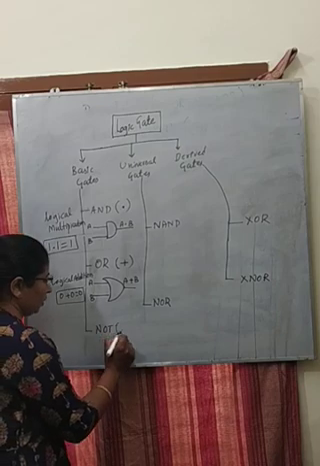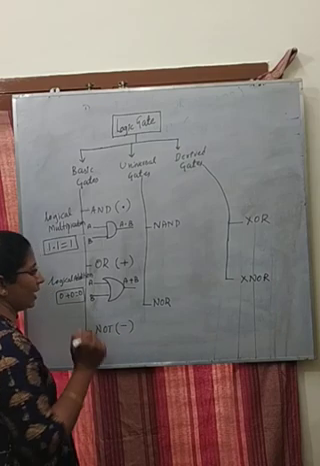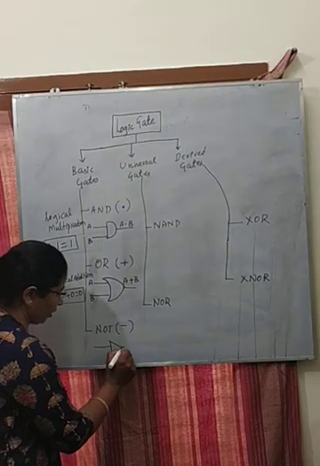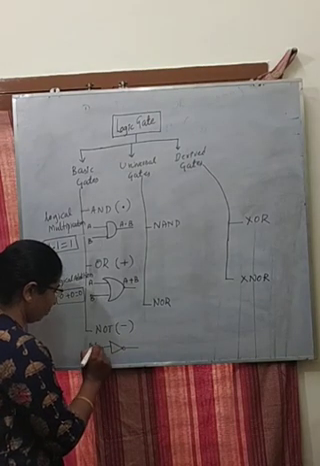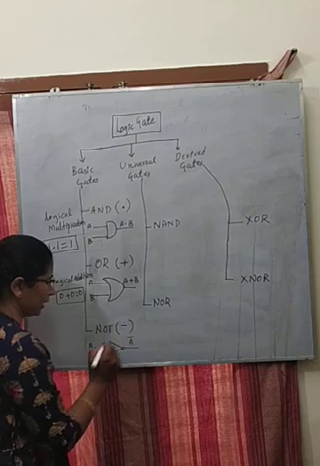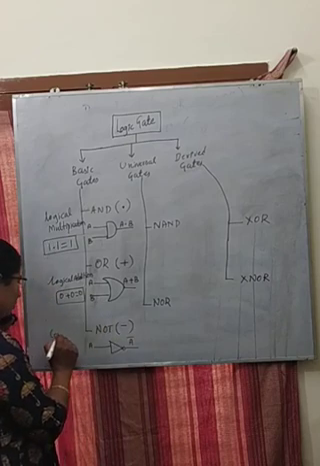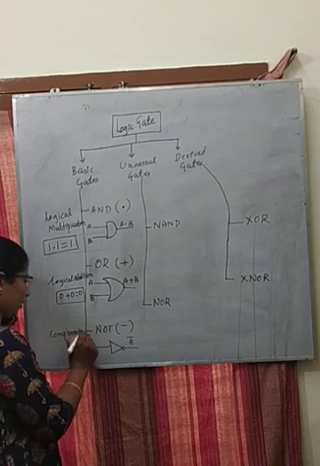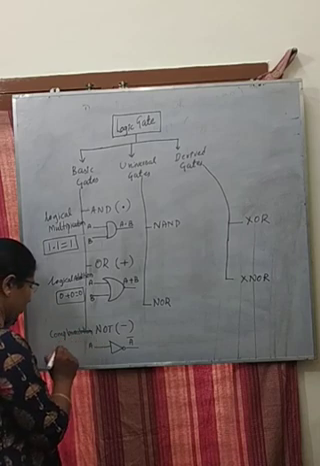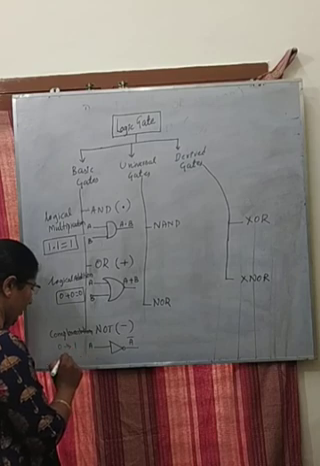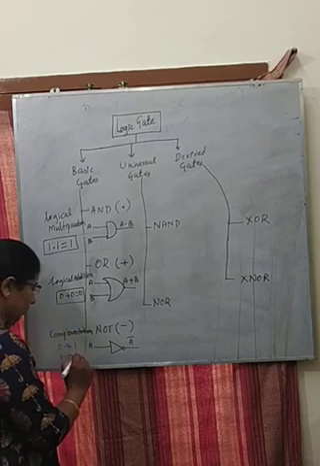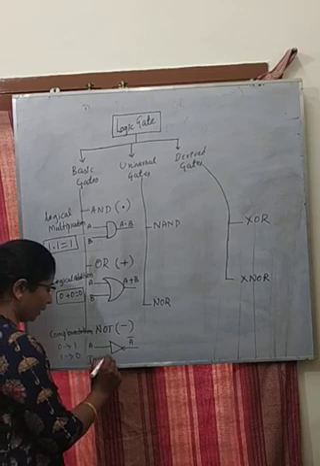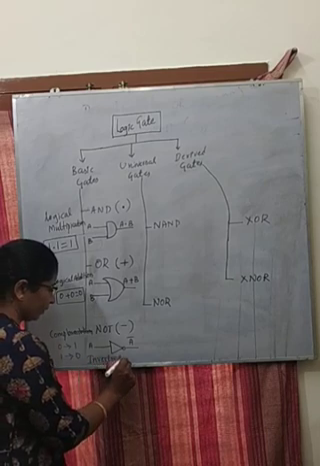It is denoted with the overbar, that is called the NOT gate. This is the logic diagram for your NOT gate. If you give A, you will get the result as A bar. This gives you logical complementation. 0 gives you the result 1, 1 gives you the result 0. It is also called the inverter gate.